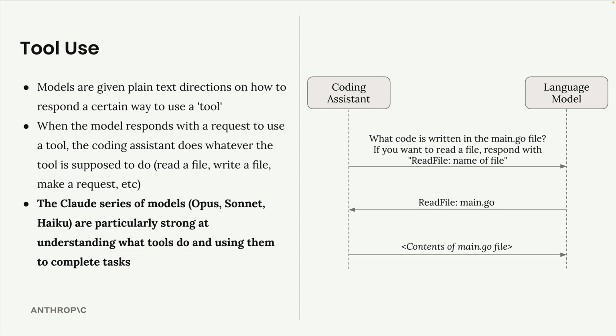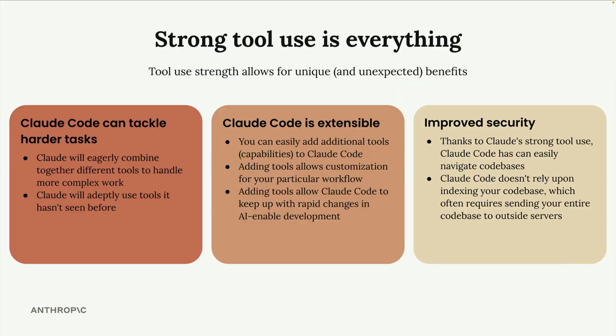Now here's the critical part to understand. The Claude series of models, so Opus, Sonnet, and Haiku, are particularly strong at understanding what tools do when they're called, and actually using them to effectively complete tasks, and using them in really interesting combinations to complete more advanced or complex tasks. Claude's strong tool use is the absolute core strength of Claude Code as a coding assistant. And here's why. First, as I just mentioned, with better tool use, Claude can handle more complex tasks. Second, Claude Code itself is extensible, so it's really easy to add in new tools to Claude Code, and Claude will happily make use of those tools.